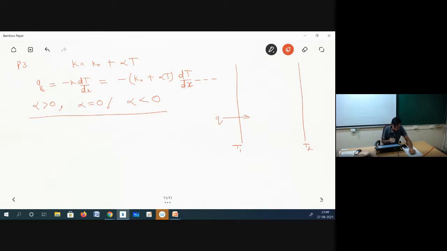Okay, so let us first take the case of alpha equal to 0. When alpha is equal to 0, under that situation we will find that, I am writing it as q double dash, okay, because it's a heat flux, I have not multiplied by area.